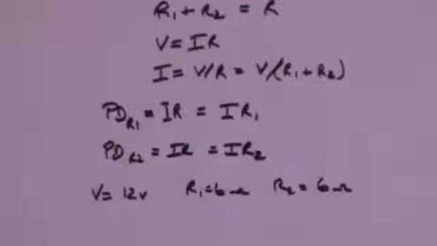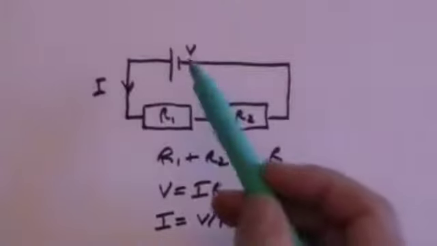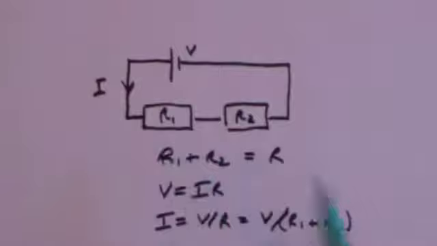Well, in those circumstances, we first need to work out what the current is. So V equals IR means that I equals V over R, which is 12 divided by the total resistance in the circuit, which is R1 plus R2. 6 plus 6 is 12. That's 1 amp. So 1 amp is flowing through this circuit, 12 volts here, 6 ohms, 6 ohms.